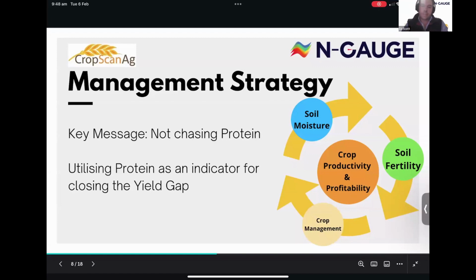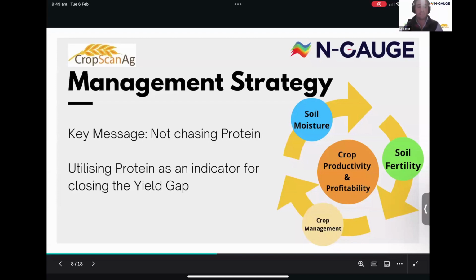So as we go through this, we're really utilizing protein as that field performance indicator. And how does it link into the overall strategy of saying how much moisture we have? So soil moisture, linking that to soil fertility, and then how that loops through to crop management. We don't want to look at it in an individual silo, we want to be joining the dots on this. And that's what helps advance us forward.